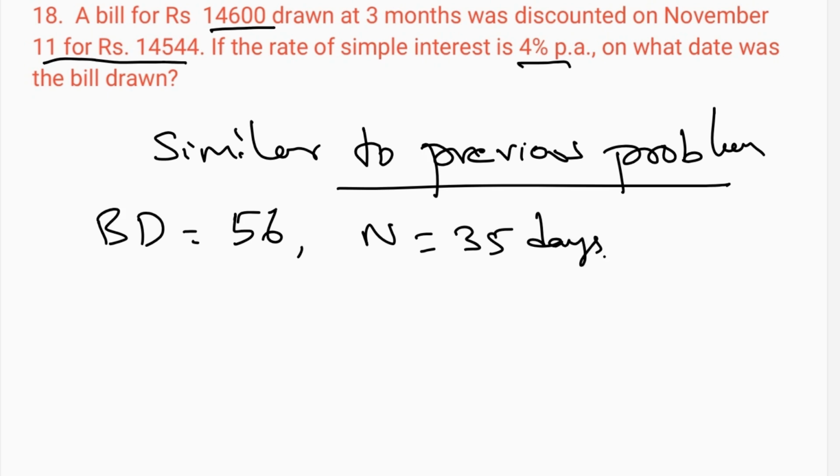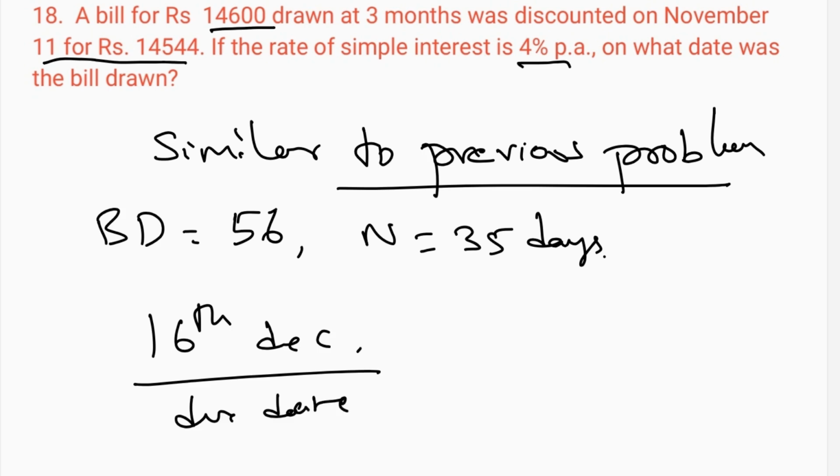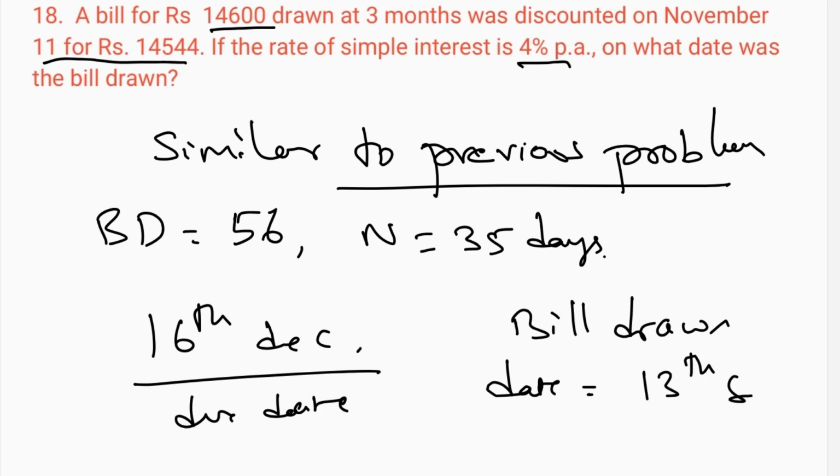So you will get banker discount as 56, and after substituting, n you will get 35 days. Then the due date of the bill is 16th December. So this will be the due date. And after that, the last step, what we did in the previous problem, same if you apply, the bill drawn date will be 13th September. So you can cross check this answer, it's exactly the same as the previous problem, you will get this data.